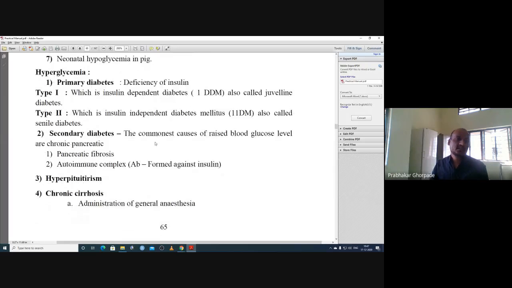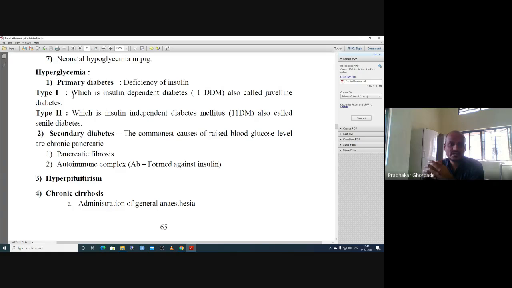Next thing we have is hyperglycemia. Hyperglycemia is basically the increase in the glucose concentration. So we have primary diabetes, in which a deficiency of insulin is present. The diabetes means insulin deficiency is present. Type 1 is insulin dependent diabetes mellitus, also called juvenile diabetes, and type 2 is non-insulin dependent diabetes mellitus, also called senile diabetes. Okay, so primary diabetes has two types. First is juvenile diabetes, and second is senile diabetes.